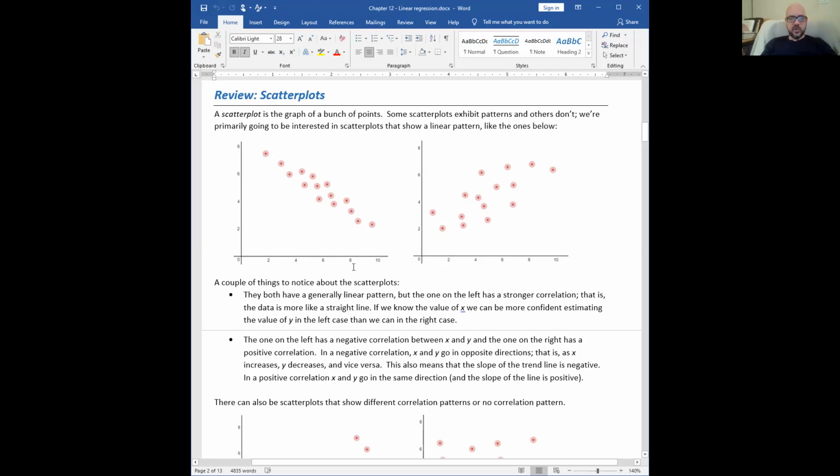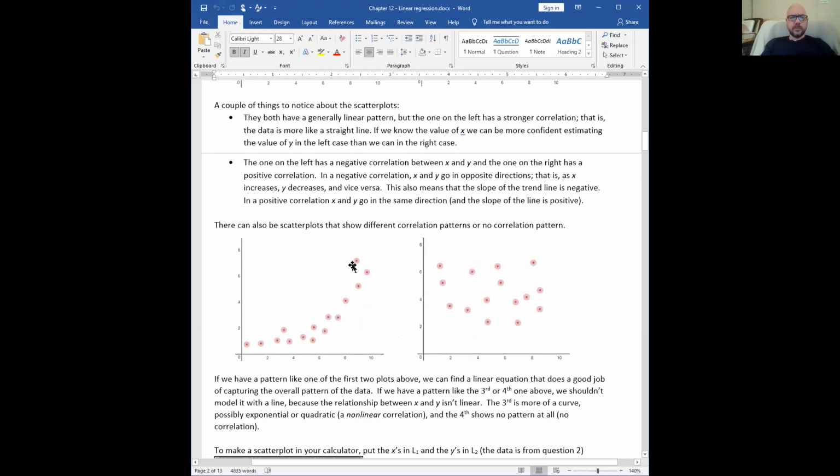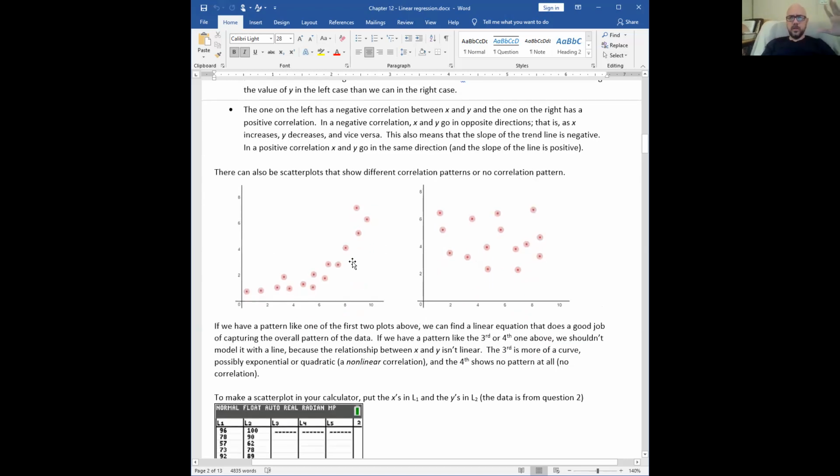There are other kinds of correlation as well that we are not going to be worrying about. So the other types of correlation might be something like this. There's a pretty clear correlation here, but it's probably not linear, right? This pattern right here is not a straight line. It looks more like a parabola, or more likely an exponential function. And so we wouldn't necessarily want to do linear regression on this data because the trend is not linear, right?